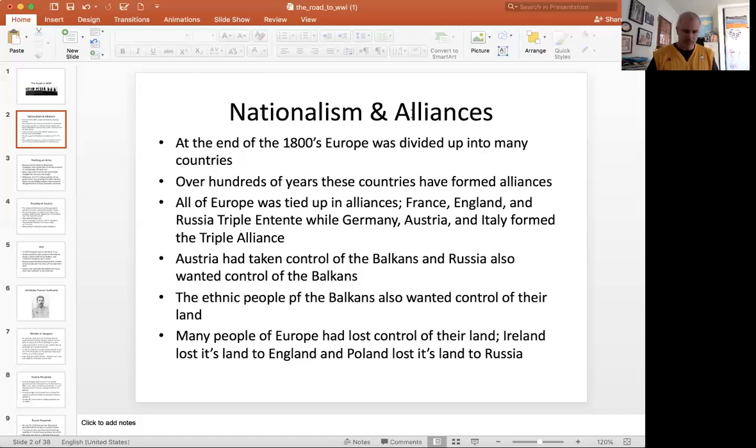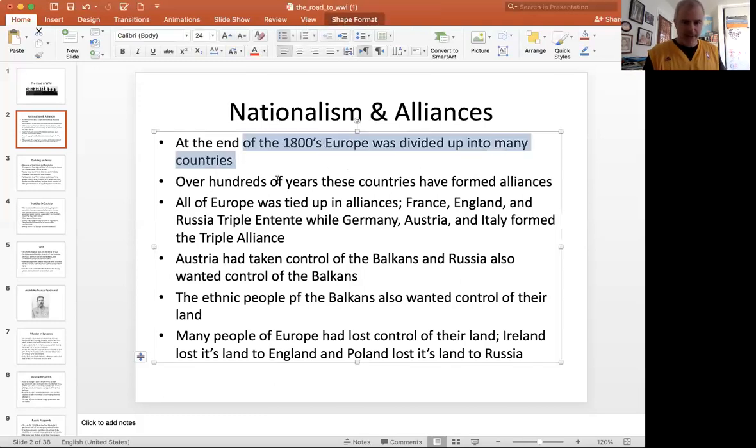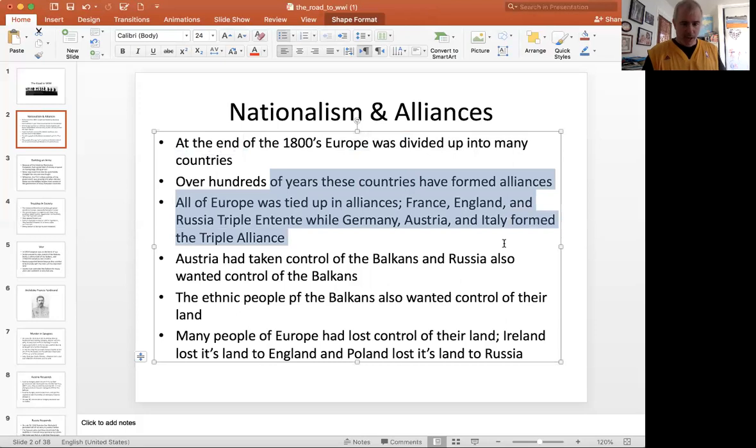So we're going back here. We're talking about the Congress of Vienna, the alliances that are formed, and we're going to say that on the doorstep of World War One, the French, the English, and the Russians have formed an alliance they call the Triple Entente, and the Germans, Austria, and Italy had formed an alliance we're going to call the Triple Alliance. Austria had taken control of the Balkans, and this is what brings Russia into the war.